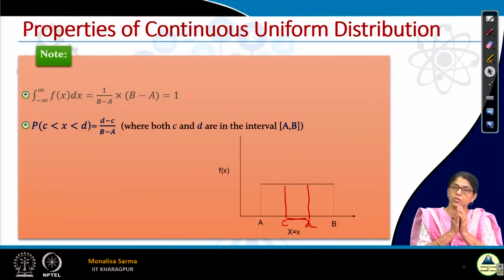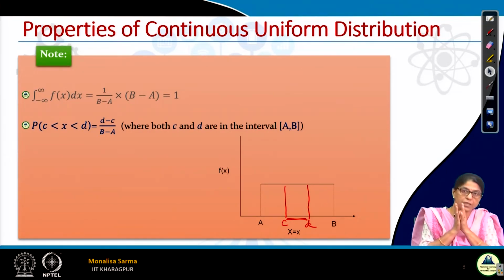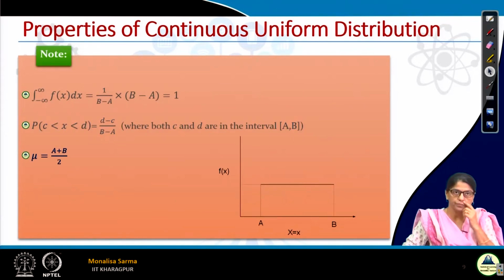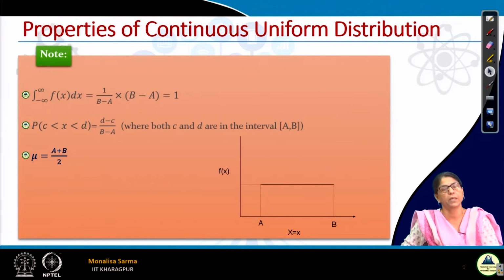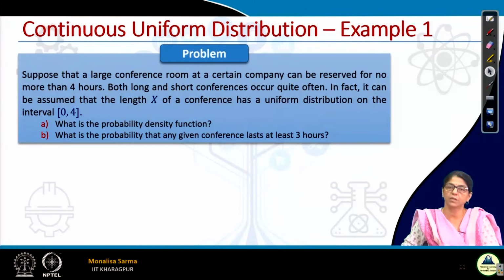I am repeating it again: when we talk of a continuous probability distribution, the probability is always within an interval. We do not talk of a single point. Using the same formula, integration of x f(x), for the expected value we will get a plus b by 2. For sigma squared we will get b minus a whole squared by 12, where a and b are the range of the random variable x, which can take values from a to b.